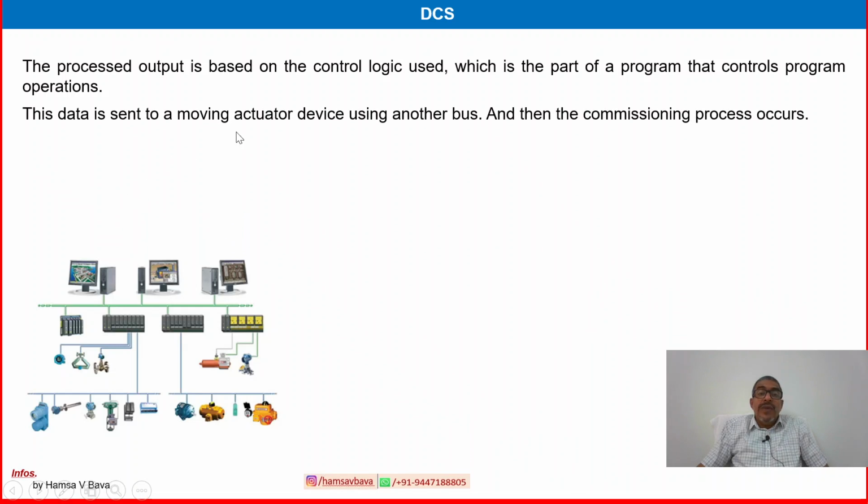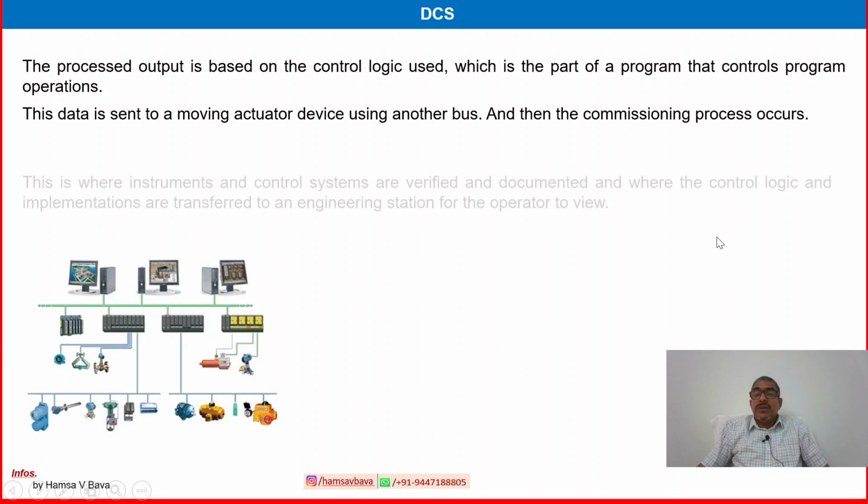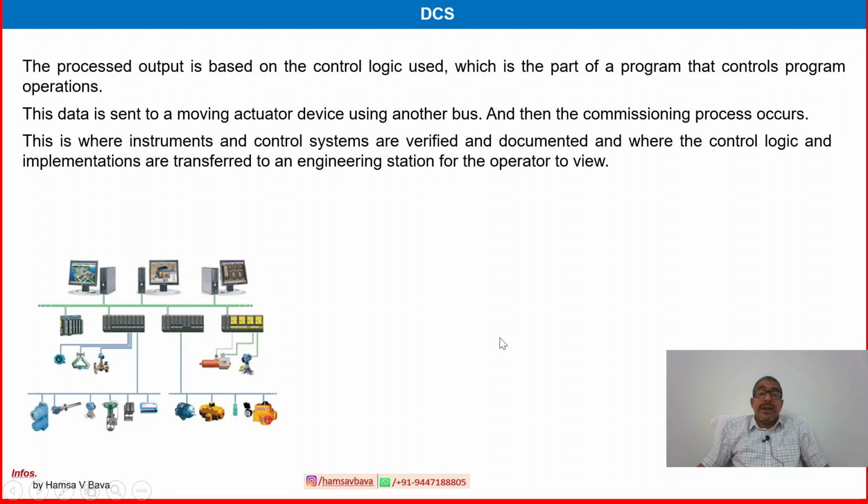That is sent to a moving actuator, to the control valve or actuator or motor to start or stop, etc., using another bus, and then the commissioning process occurs. This is where instrument and control systems are verified and documented, and where the control logic and implementations are transferred to an engineering station for the operator to view. So the operator can view here, command here, edit something here. He can monitor and control. The operator sends control action to the operator station.